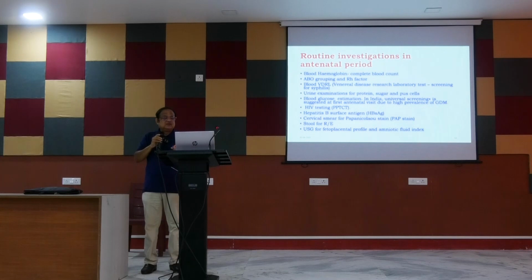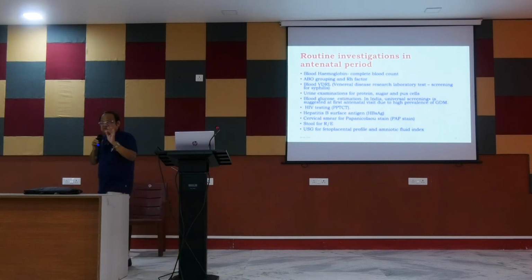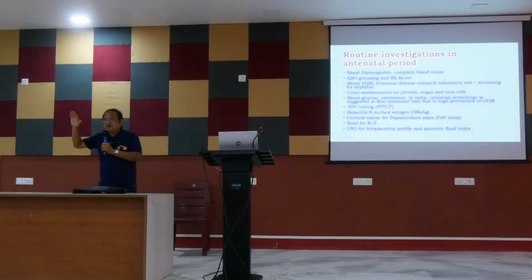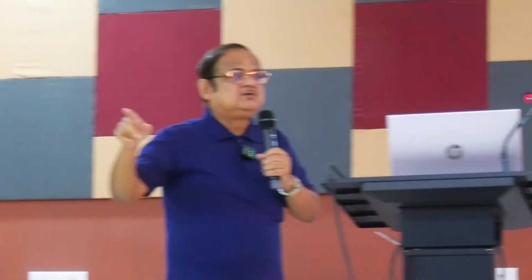HIV testing you must do. This is one of the compulsory components. And hepatitis B surface antigen, to know about the hepatitis surface antigen is important, because you can protect the baby during delivery and give the vaccination immediately after delivery. And also in case of ABO grouping and Rh factor, if the mother is Rh negative, you have to give the immunoglobulin to the mother, so the next baby will be protected. Usually from the next baby onward, the baby is affected with hemolytic disease.